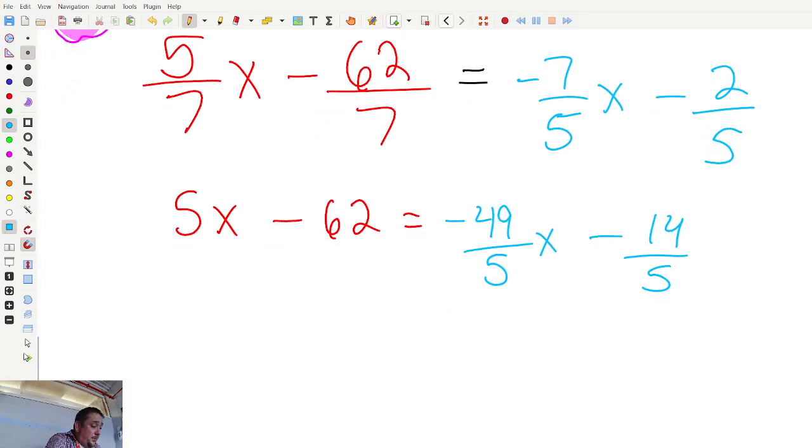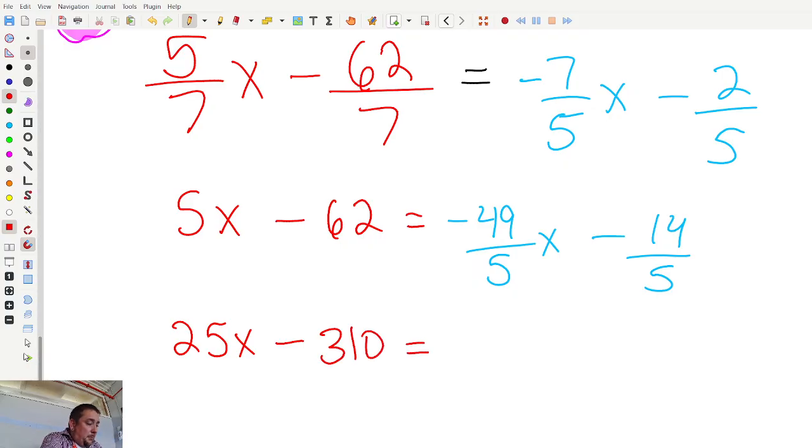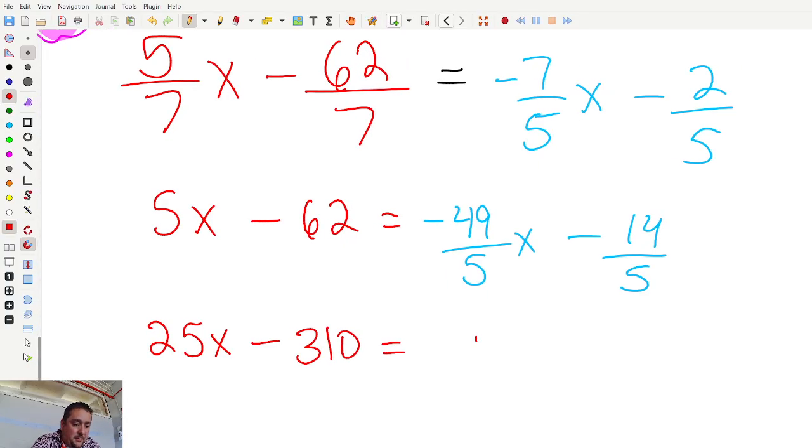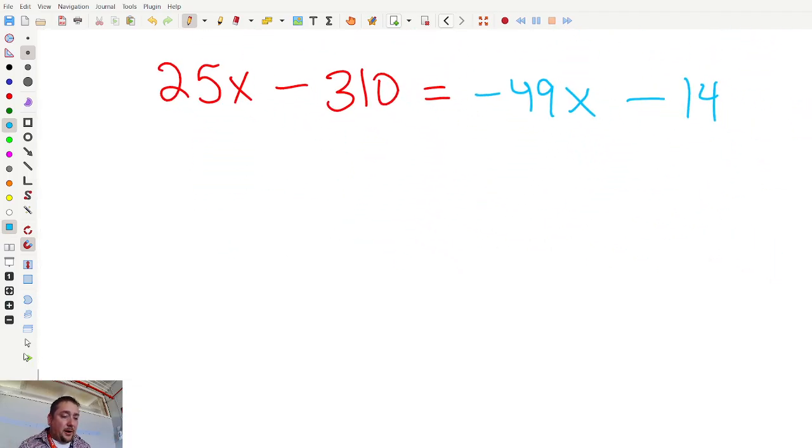Guess what I'm going to do? Multiply everything by 5. 25x. 62 times 5: 60 times 5 is 300, 2 times 5 is 10, so this is 310. Multiplying by 5 over here is easy: minus 49 and minus 14. That was easy. Cool, look at that. I no longer have fractions.